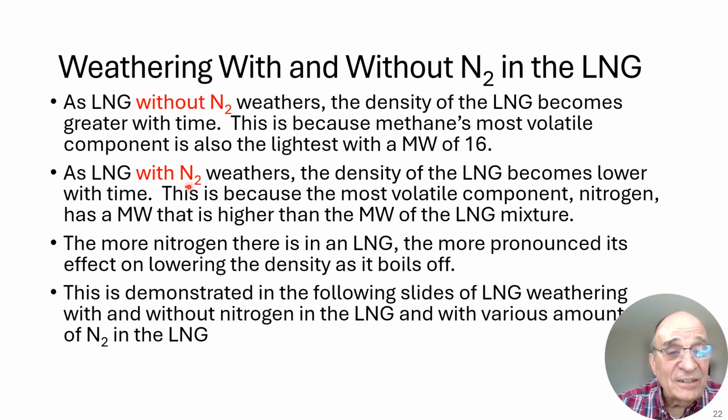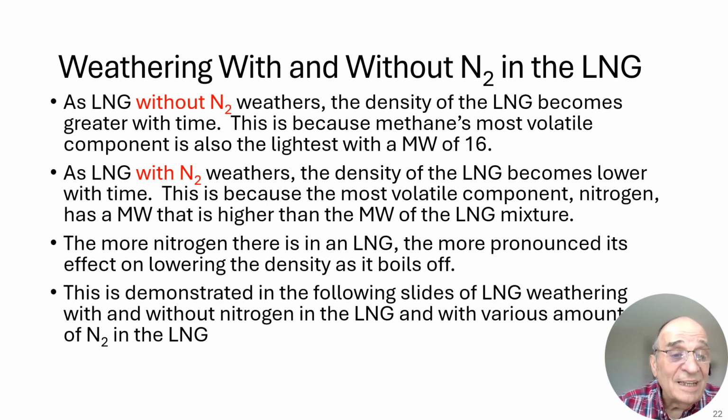As LNG with nitrogen weathers, preferentially, instead of losing only methane to boil off, you also lose nitrogen. Keep in mind, nitrogen has a molecular weight of 28. So instead of losing methane completely with its molecular weight of 16, you now also lose nitrogen with a molecular weight of 28. If the concentration of nitrogen is high enough in the LNG, you'll lose enough 28 molecular weight component that you actually have the density become lighter rather than heavier over time.